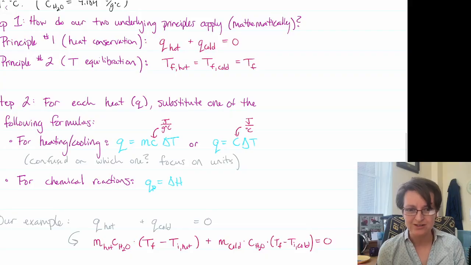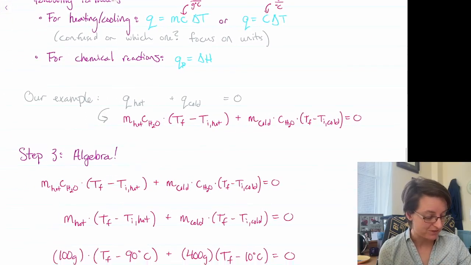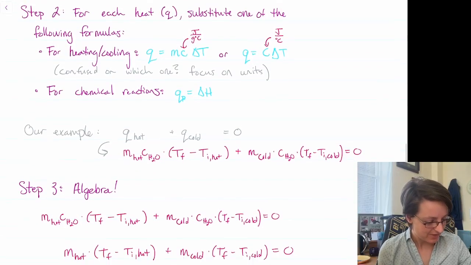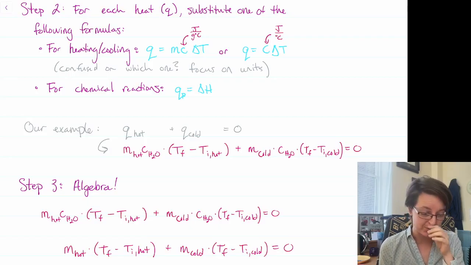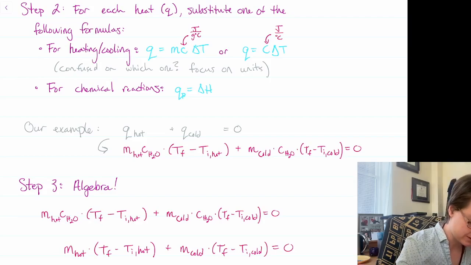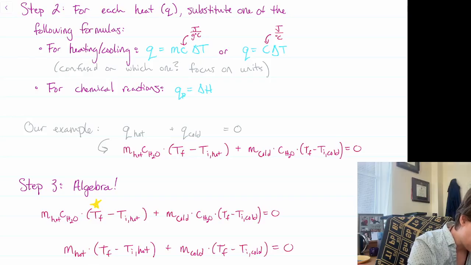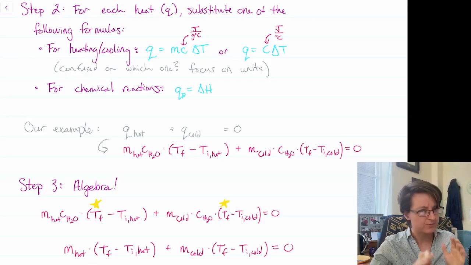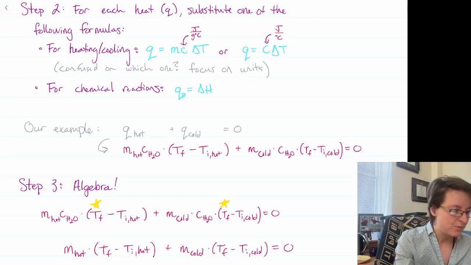Once you have an equation where you've substituted in something for both of your Q's, now you can go ahead and move to the third and hopefully final stage of most problems, which is the algebra stage. So at this point, we can go ahead and just plug in all of our numbers and solve for our unknown variable. In this particular problem, we are told all of the information that you need except for T final. That's the thing that we're trying to solve for. It shows up twice in our equation, so we have to be careful, but that's going to be the unknown variable.